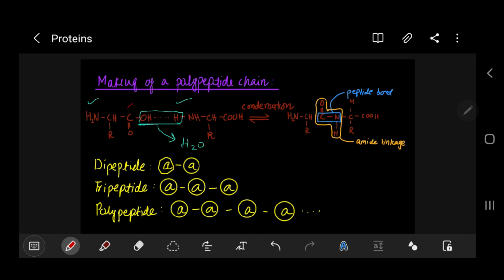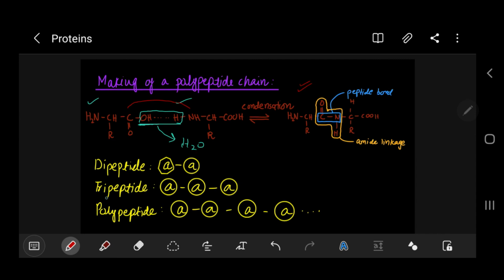Now this carbon here forms a bond with the nitrogen, and it appears like this. Here we have the C-N bond, and O and H. Now there are two important bonds here. The peptide bond specifically is only the carbon-nitrogen bond. However, if we talk about the amide linkage, that is this whole thing, CONH. This is the amide linkage.